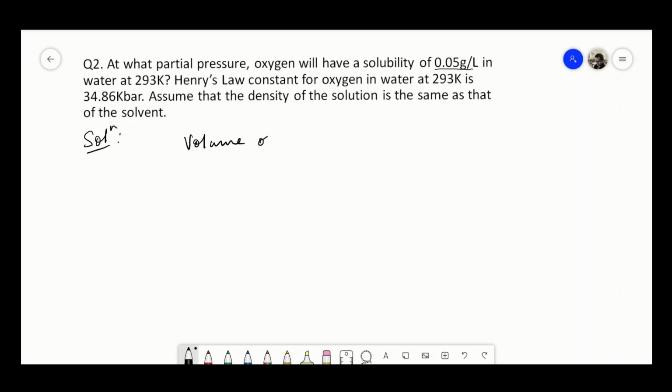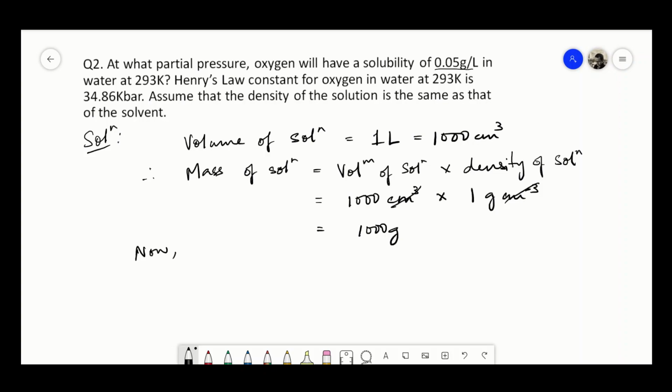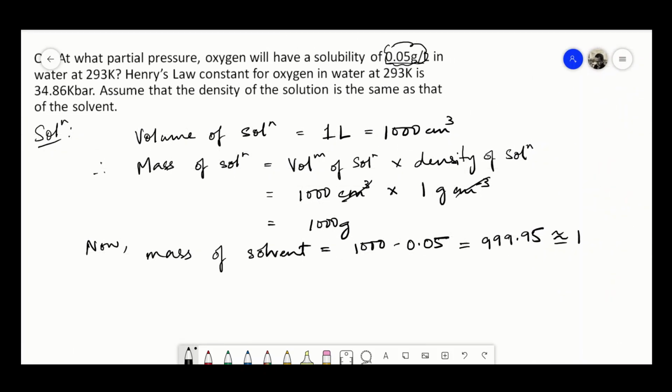Firstly, we can see from this question that the volume of the solution is 1 liter, or 1000 ml, and therefore we can find the mass of the solution by multiplying the volume of the solution by the density of the solution. As mentioned in the question, the density of the solution is the same as that of the solvent, that is water. So here we assume that the density of the solution is also 1 gram per centimeter cube. By doing so, we find that the mass of the solution is 1000 grams. Now, we can also calculate the mass of the solvent, that is the mass of water in this solution. Here we see that the mass of water is 1000 grams.